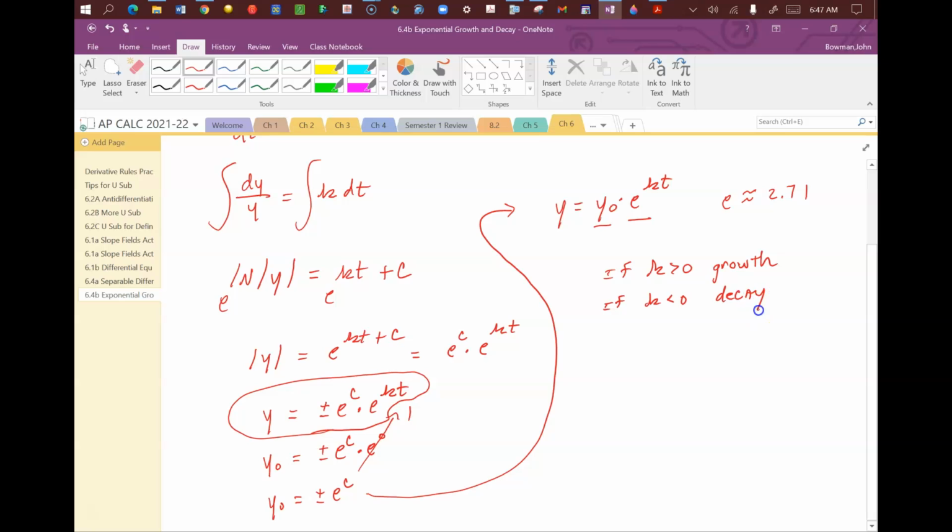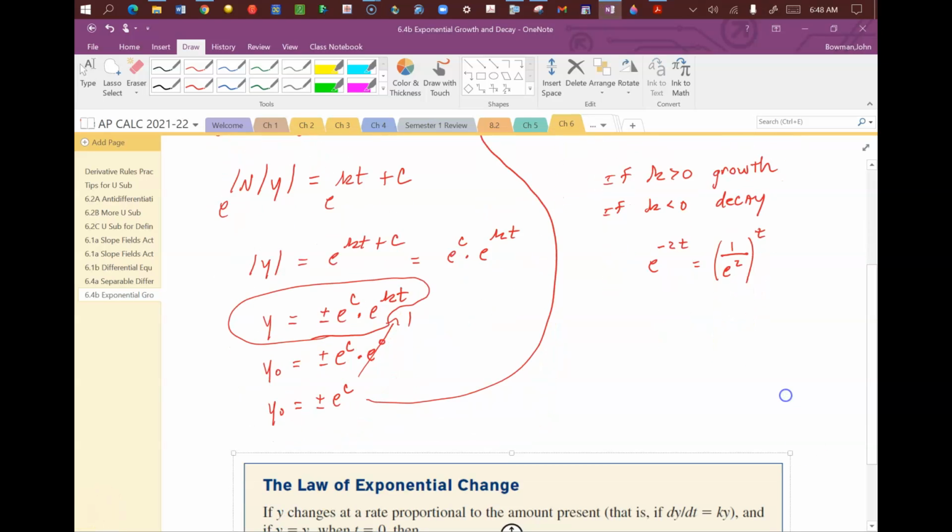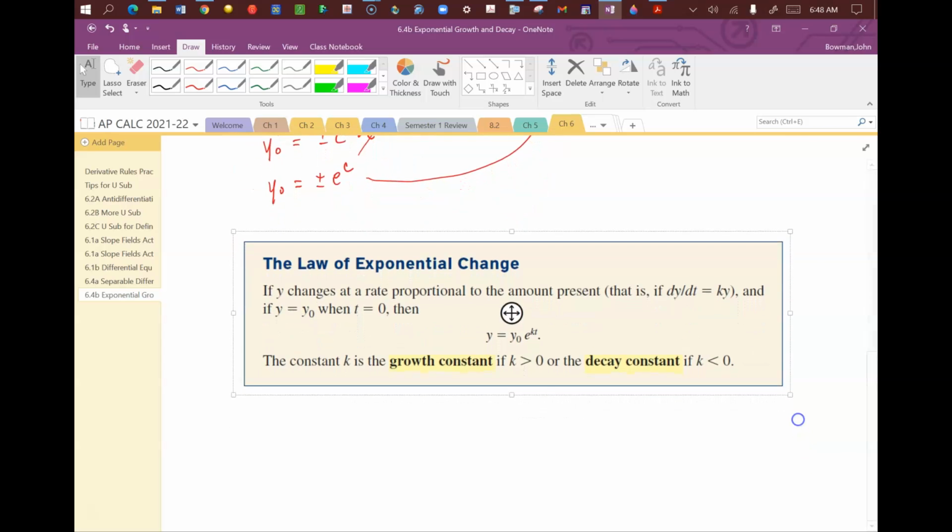Now that decay thing might not be as obvious, but if you take e to the, let's say, negative 2t, that would be the same as writing 1 over e squared, the whole thing raised to the t power, in which case your base is going to be between 0 and 1. You probably remember talking about exponential growth and decay. If your base is greater than 1, you have growth, and if it's between 0 and 1, you have decay.